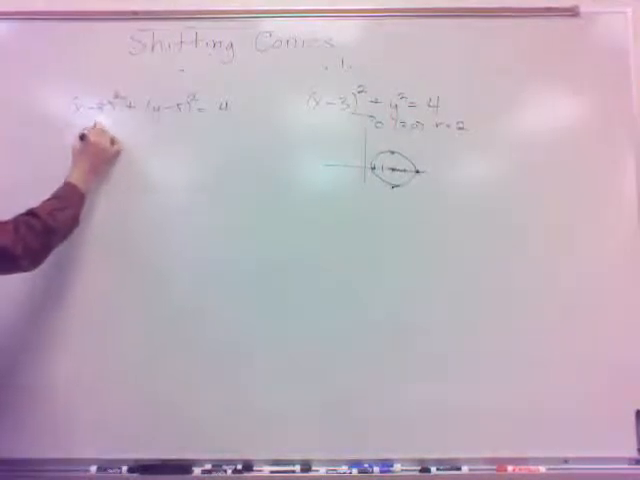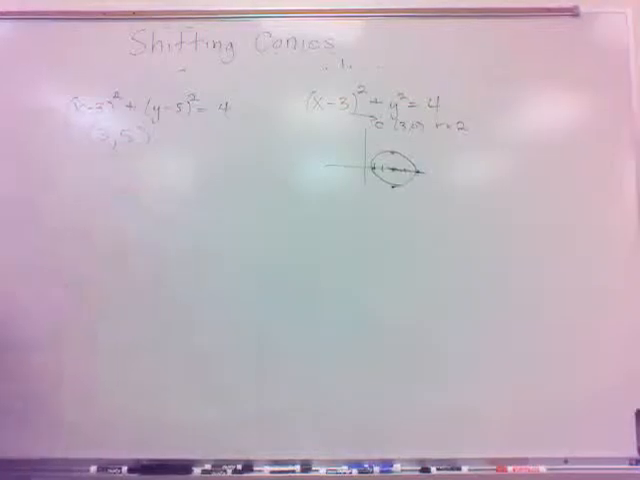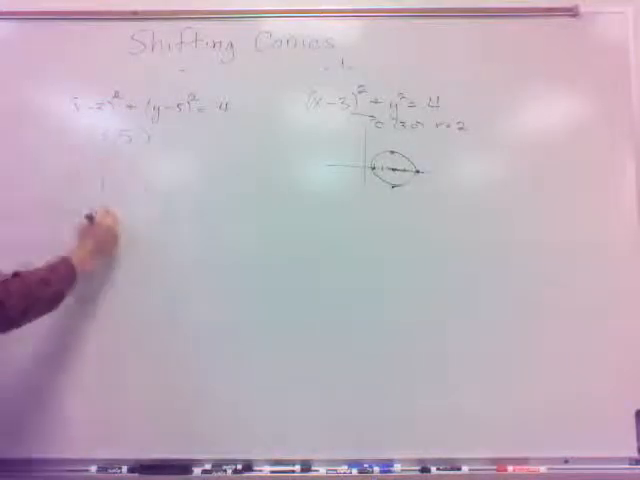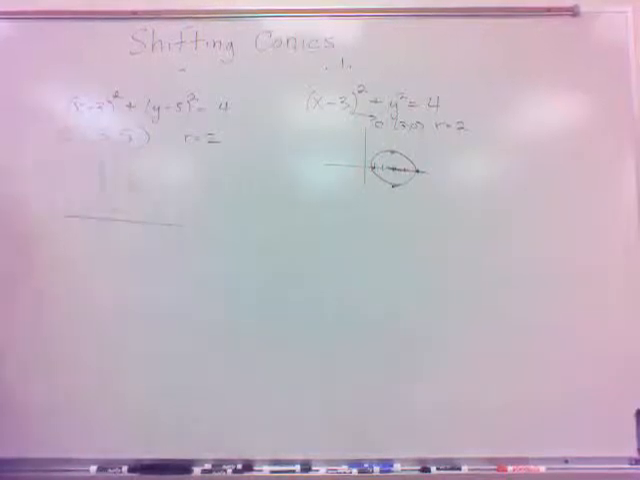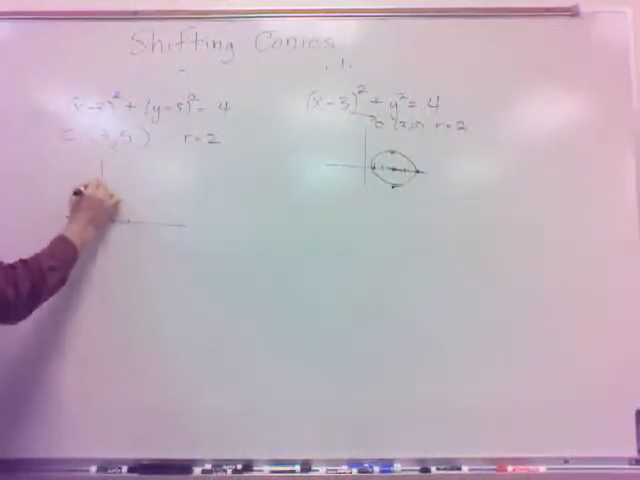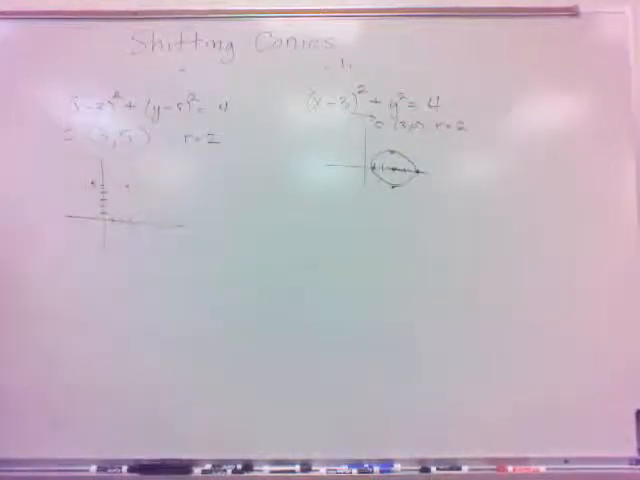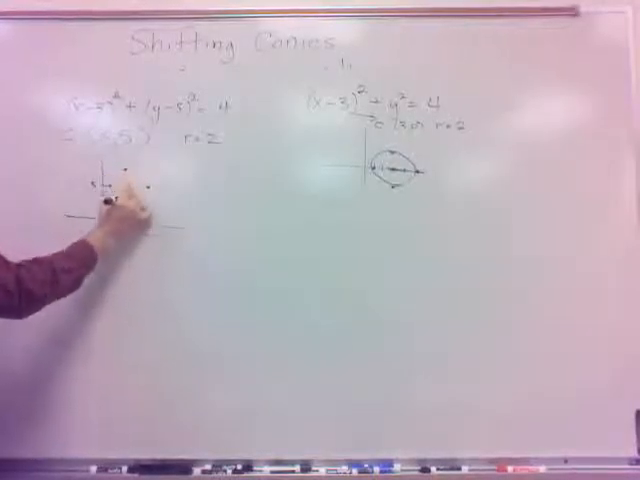which was at (0, 0), if I go 3 to the right, it's going to be 3. If I go 5 up, it's going to be 5. And so that is my center right there, (3, 5). That's how I would graph it. I still have the radius as 2, but now the center is (3, 5). So I go 1, 2, 3, and 1, 2, 3, 4, 5 in the y. There's my center. Now my radius goes out 2 in all directions, 2 there, 2 there, 2 there, and 2 down.